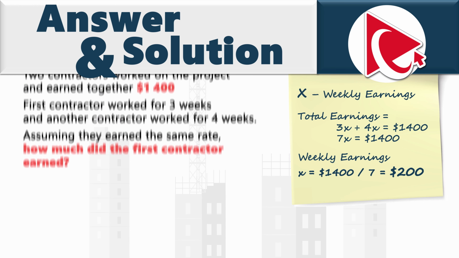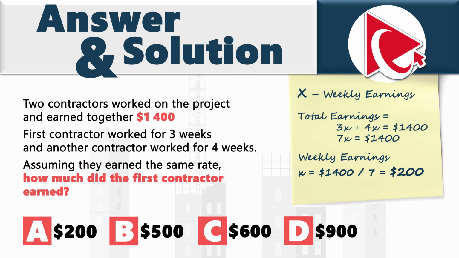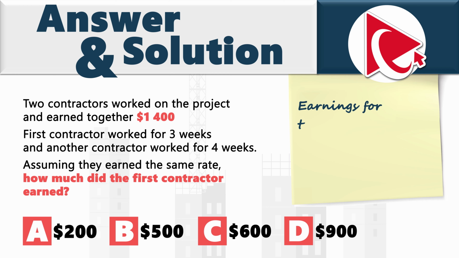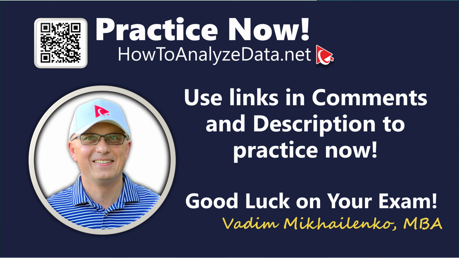Don't be confused though, because this is not the answer, even though we have a choice A for $200. In the last step, we need to calculate the earnings for the first contractor, who worked for 3 weeks. 3 multiplied by 200 equals 600. So the correct answer here is choice C, $600.